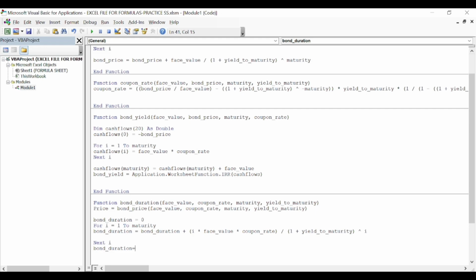Now in the last step, let's write it first. Face value into maturity divided by 1 plus yield to maturity to the power maturity.